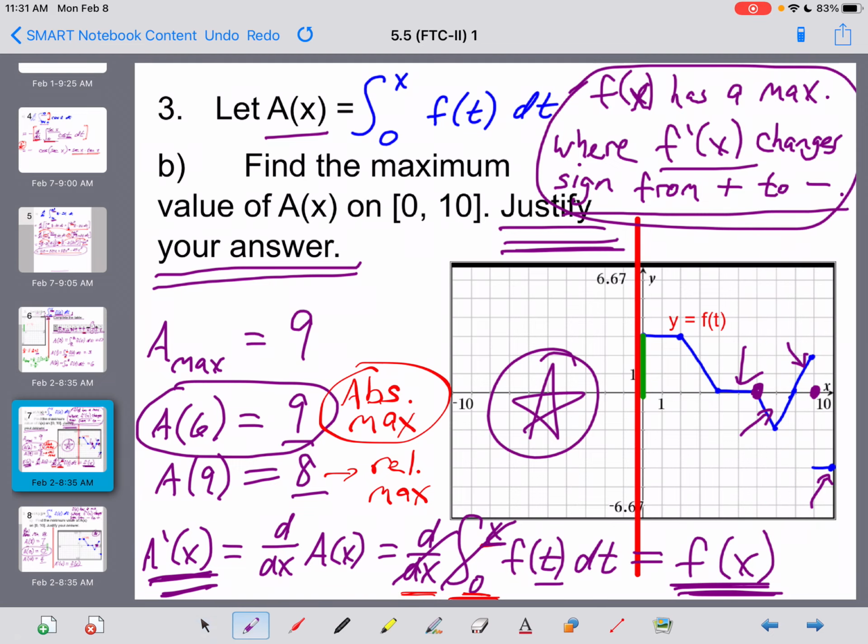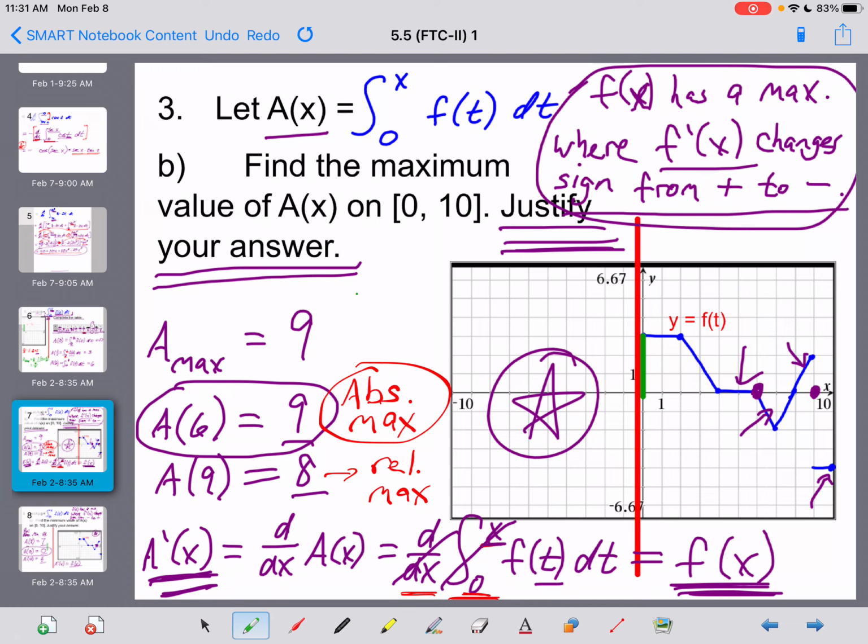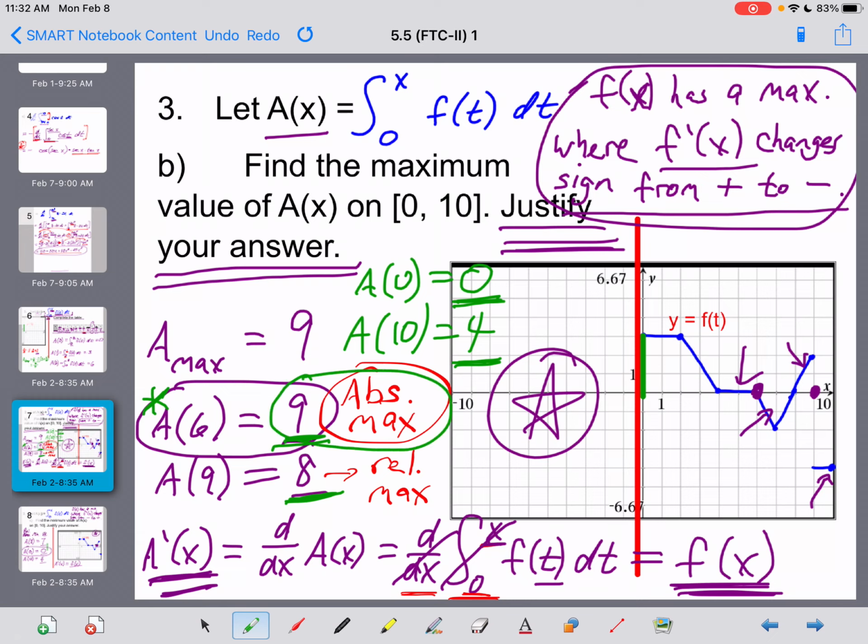And to my point, everybody, atoning for my mistake earlier, I should have also checked endpoints here as well. Now, those values didn't change at all, but in some problems, those might matter. A of 0 is 0, and a of 10, what was it again? I forgot already. A of 10 was equal to 4. So now, with those 4 values, the 2 endpoints at 0 and 10, and the 2 critical points at 6 and 9, we would choose the largest out of those 4 y values, and that is why a of 6, which gave us a value of 9, was actually our absolute maximum.